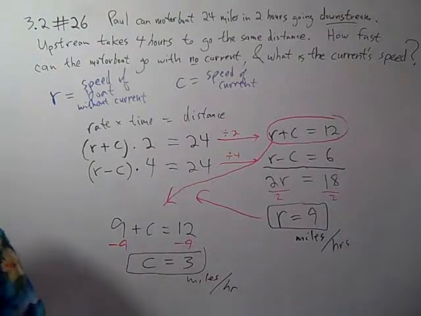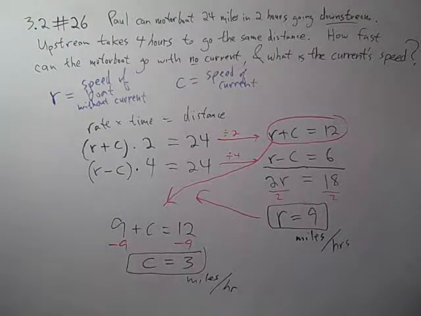So the current is going at 3 miles per hour, and the motorboat could go 9 miles per hour with no current.